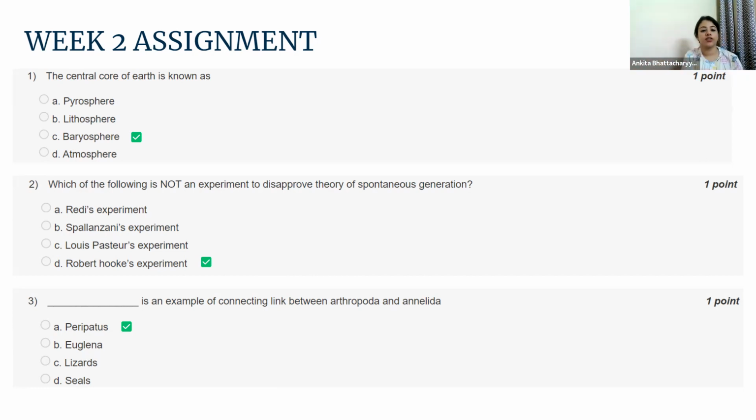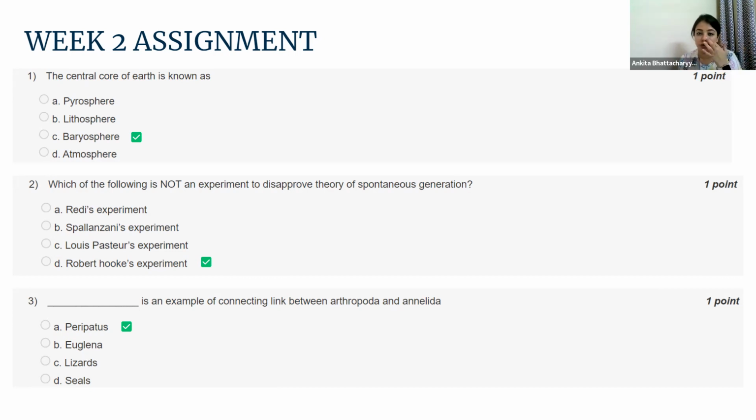The second question was about which of the following is not an experiment to disprove the theory of spontaneous generation. The theory of spontaneous generation just talked about how organisms evolve spontaneously, or life originates out of nothing else. Since that theory did not have experimental evidence to support it, there were experiments that disproved it, right?